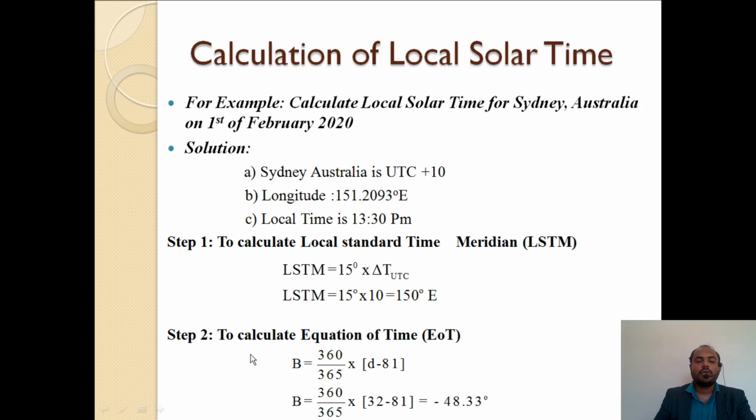Step number 2, calculate the equation of time. In step number 2, we need to calculate the equation of time by using a standard formula, where B equals 360 upon 365 multiplied by (D minus 81). As it is the 1st of February, which is the 32nd day of the year, we put that in and get a value of minus 48.33. This is the B value in degrees that we calculated for the equation of time.